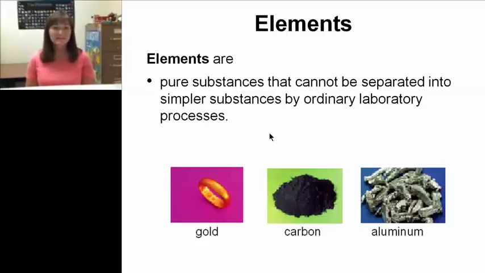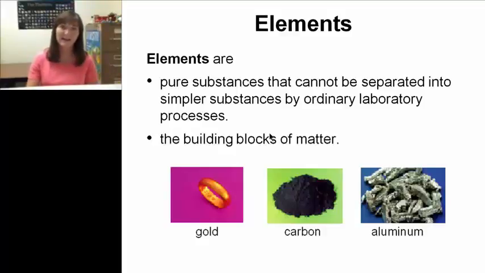Okay. So elements are pure substances, which we talked about. They cannot be separated into simpler substances by just ordinary laboratory processes. So we can take a compound and do some chemical reactions and break it up into the elements. But once you've gotten down to the element, you can't do a simple laboratory procedure to break it down any further. Once you get into nuclear chemistry, we know that we can break the atom down into protons and neutrons and electrons and those sorts of things. But in terms of getting down to the element, that would be the simplest form that we can break matter down into in the lab. Elements are the building blocks of all matter.